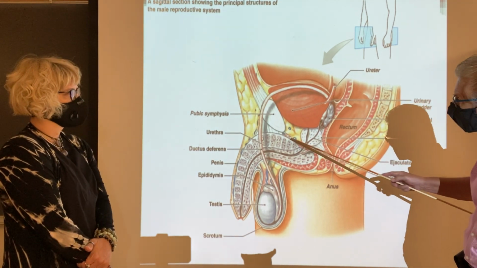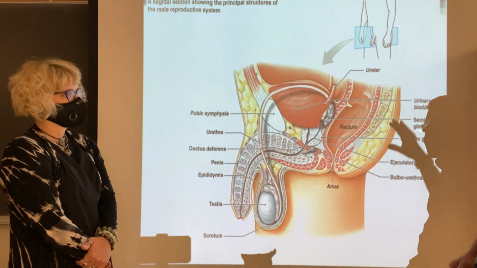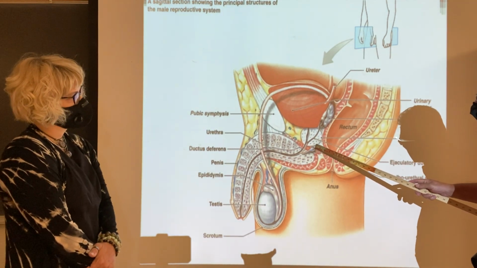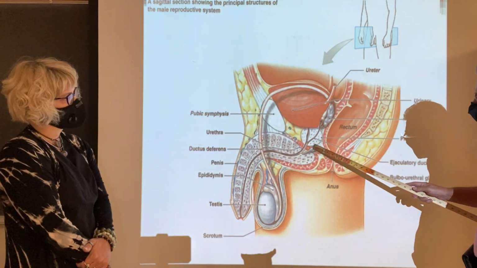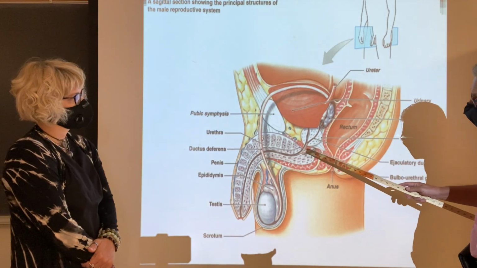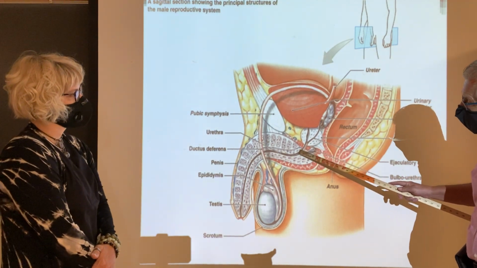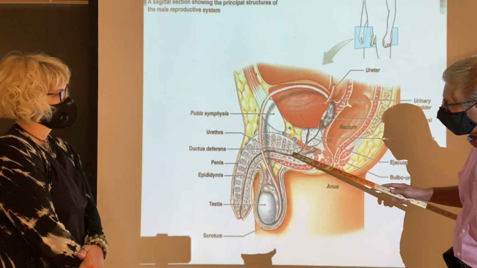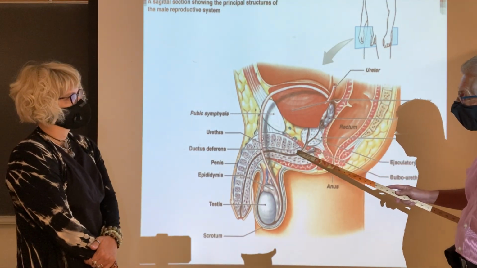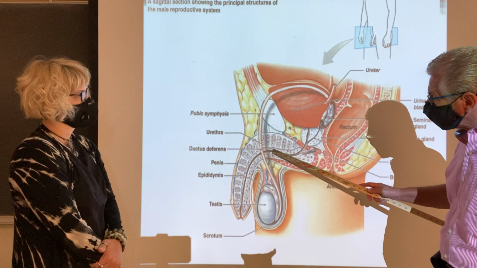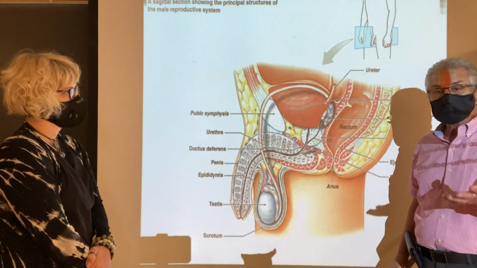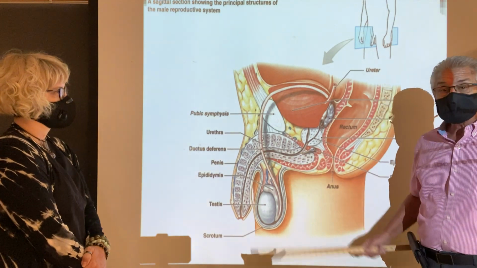Here we see another gland, the bulbourethral gland, and this one is found in this region of the urogenital diaphragm, which is the floor of the pelvis. This contains an alkaline secretion to ensure that the pH of the fluid traveling through the urethra is as alkaline as possible so as not to impede or destroy the sperm that are traveling through.